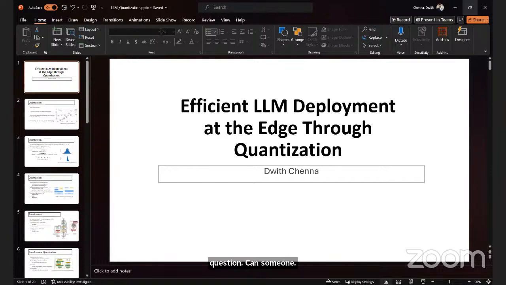So the question is, what is the post-training quantization technique used by Google? Post-training is different, it is after training. You mentioned Llama or Meta, but I'm sure Google has something equivalent.